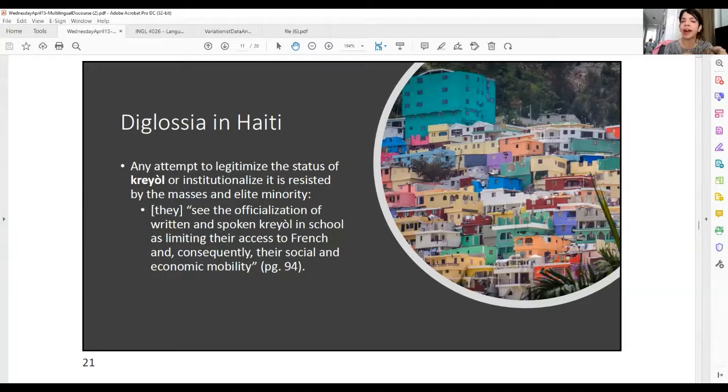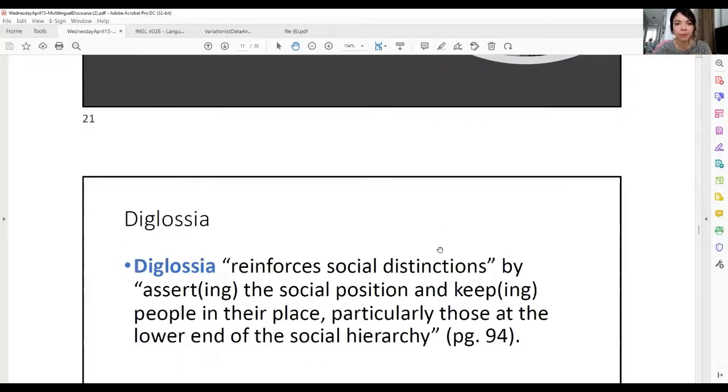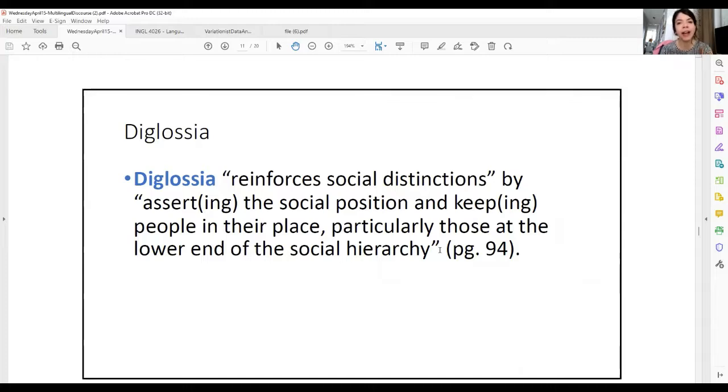And this is from the side of people who have lesser means and maybe they want to be more economically mobile. And they're like, well, I want to know French because French is a language that is attached to prestigious positions and jobs. And I want to be able to also have more opportunities maybe outside of Haiti, and Haitian Creole won't get me what I need, right? So diglossia reinforces social distinctions by asserting the social position and keeping people in their place. So it keeps people in their marginalized place, particularly those at the lower end of the social hierarchy.